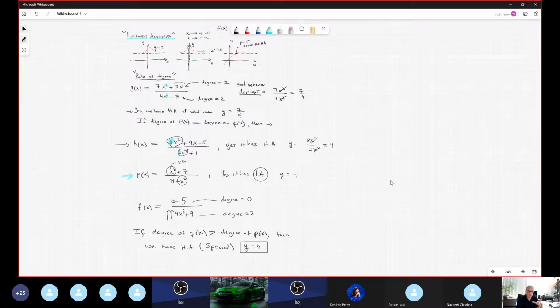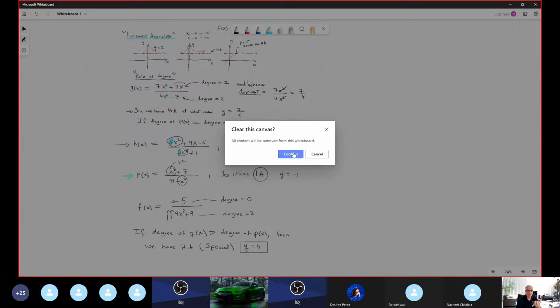The question can fly in the air: well, professor, what happens if the degree of the numerator is bigger? Then no horizontal asymptote. We have another thing. But horizontal is what we study now, this case. Okay? Let me put one example to clarify this idea more.